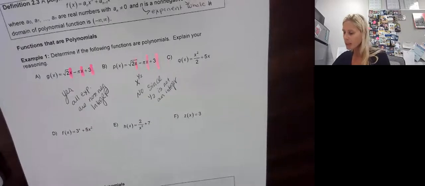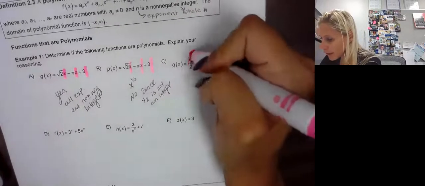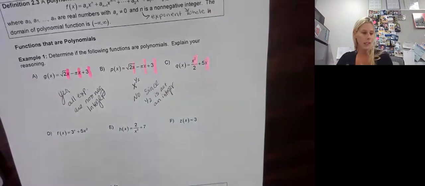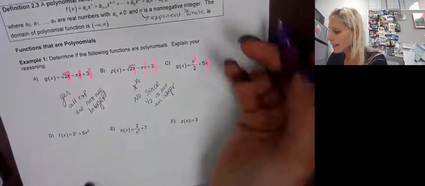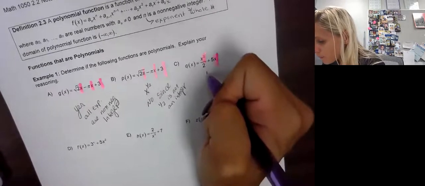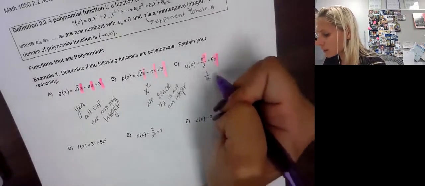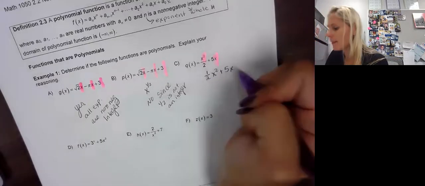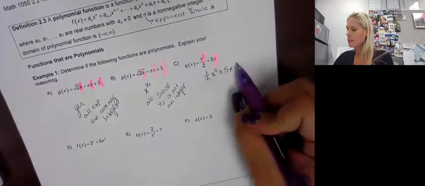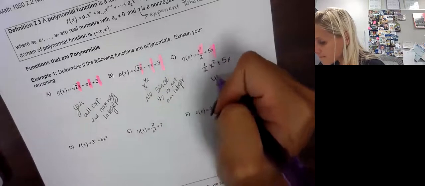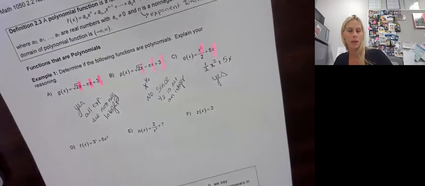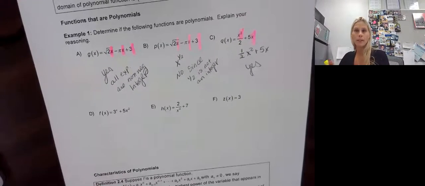Okay, let's look at this. So we have x squared and x to the first. That's awesome. The one thing I also want to point out to you is that divided by 2, that is just a coefficient up front. So it's 1/2 x squared plus 5x. And as you can see, our exponents are non-negative integers. So yes.